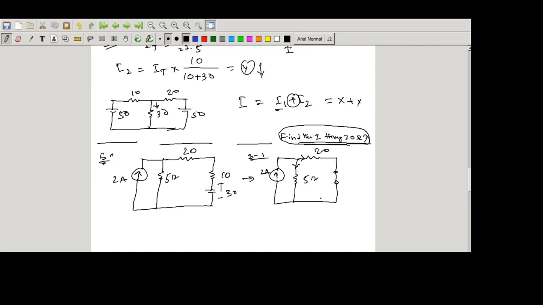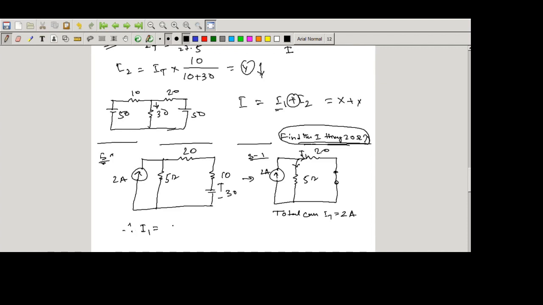Now here we can easily find the total current through this 20 ohm. So the total current here is 2 ampere. So we directly write the total current, that is IT, as 2A. Next, we have to find the current through this 20 ohm resistance. So now we consider that current as I1.